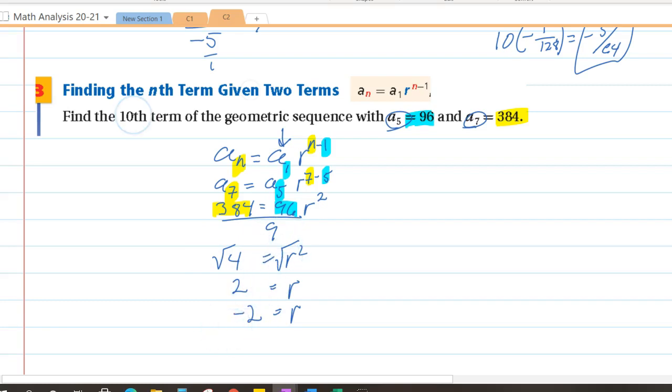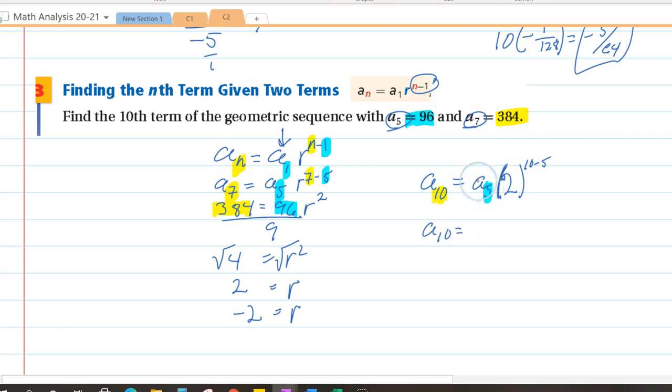Now I need the 10th term. So we do the same basic thing, but now I actually have my r. So we can say a sub 10 is equal to, I still don't have an a1, so I need to choose one of these two. a sub 5 is smaller, so I'm going to use a sub 5. My r I did find as positive 2. And the top would normally be n minus 1, but this time our n is 10, and instead of a 1, I'm using the 5th. So I'm going to say 10 minus 5.